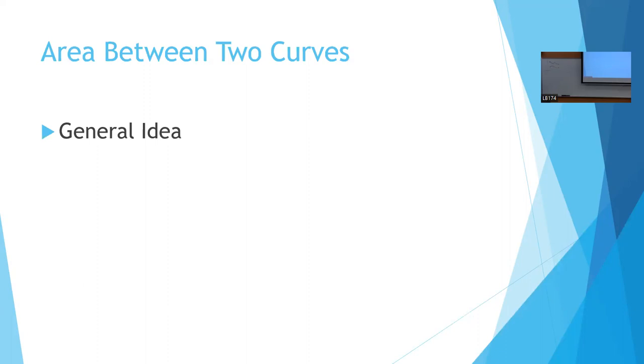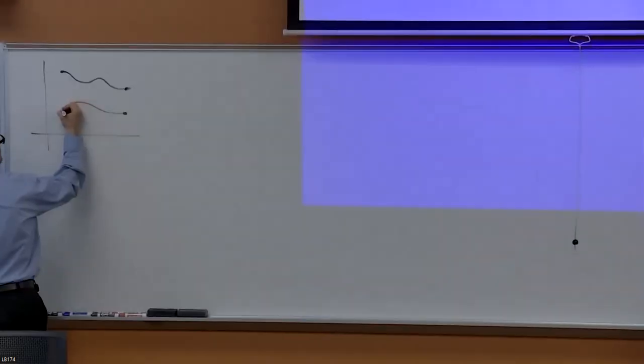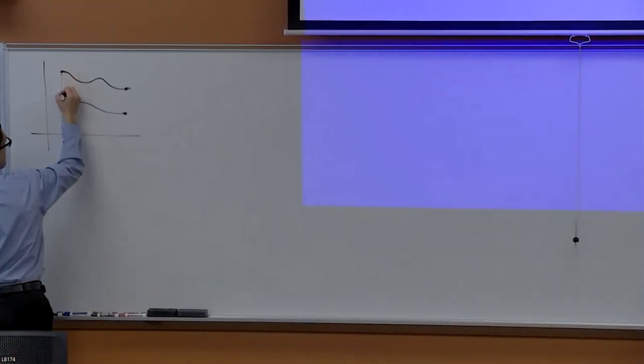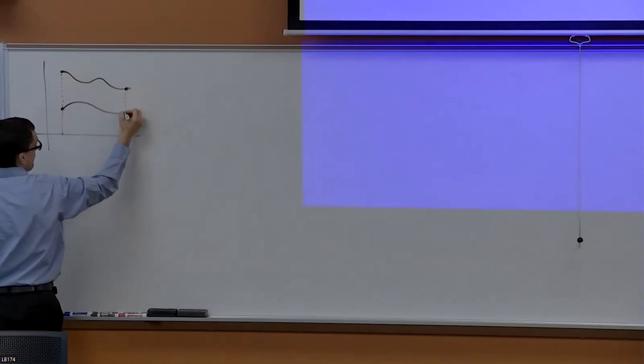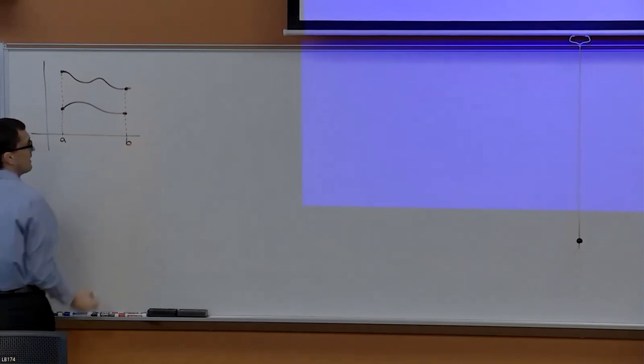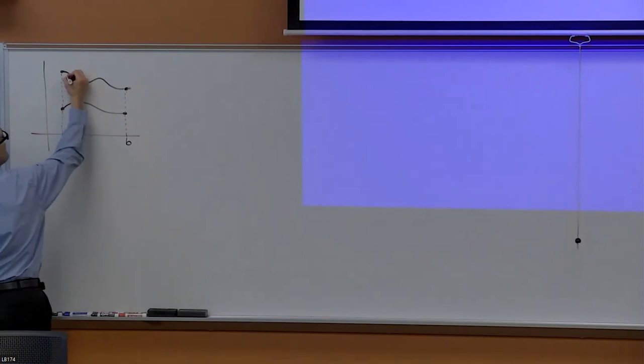So here's the general idea. Let me actually just draw this. The general idea is that I want to find the area between two different curves from an x value, we'll call it A, to an ending value, we'll call it B. Right? And I want to find this area here.